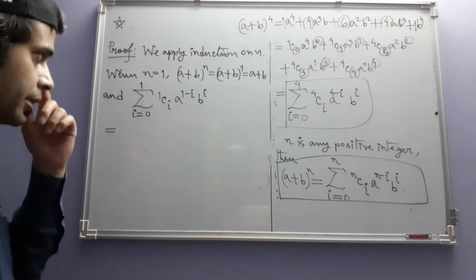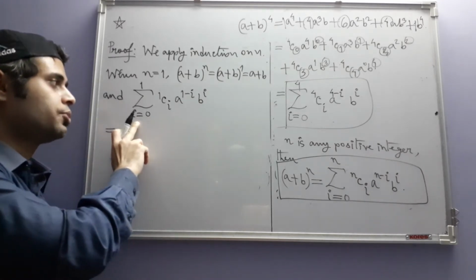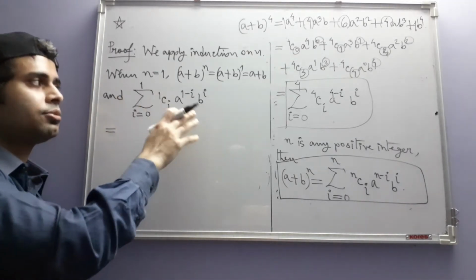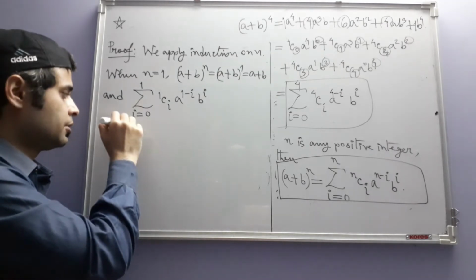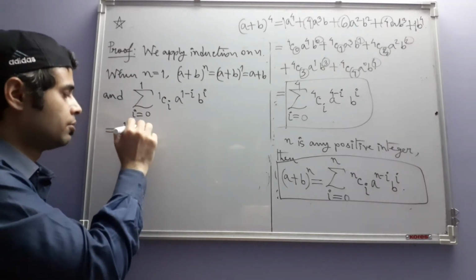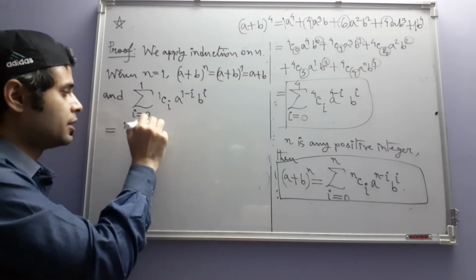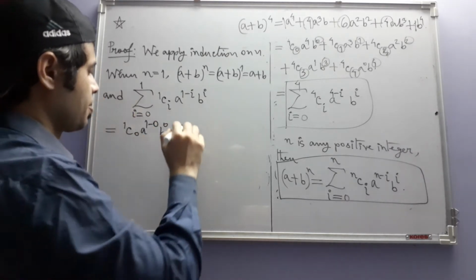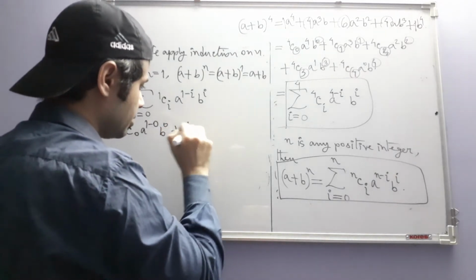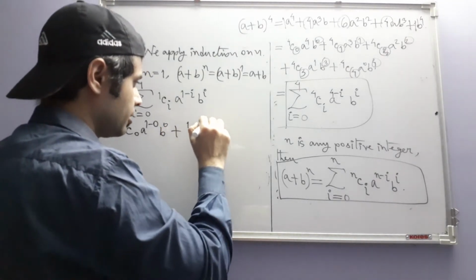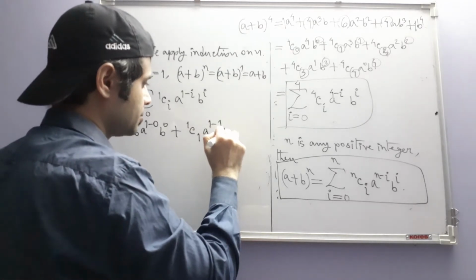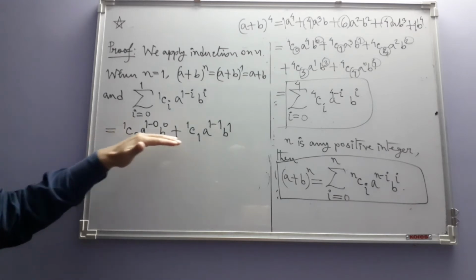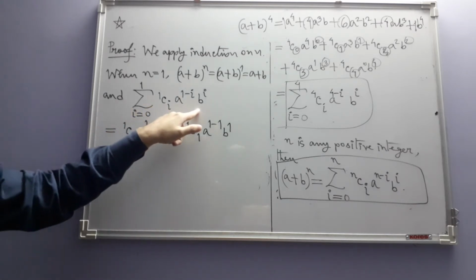Okay, now what is the meaning of this? First I will put i equal to 0 and write a term. Then plus, I put i equal to 1, then write the term. So this becomes 1C0 a to the power 1 minus 0 b to the power 0 plus 1C1, now I am writing i equal to 1, a to the power 1 minus 1 times b to the power 1.